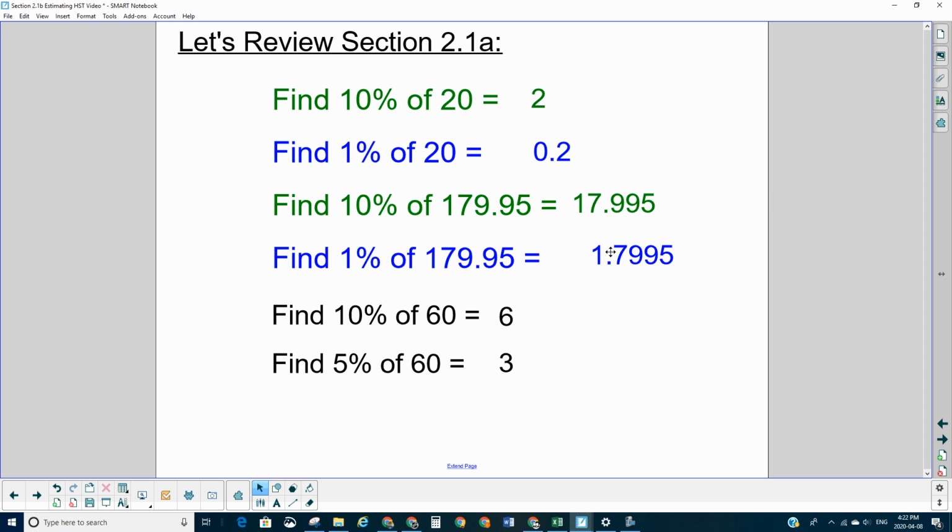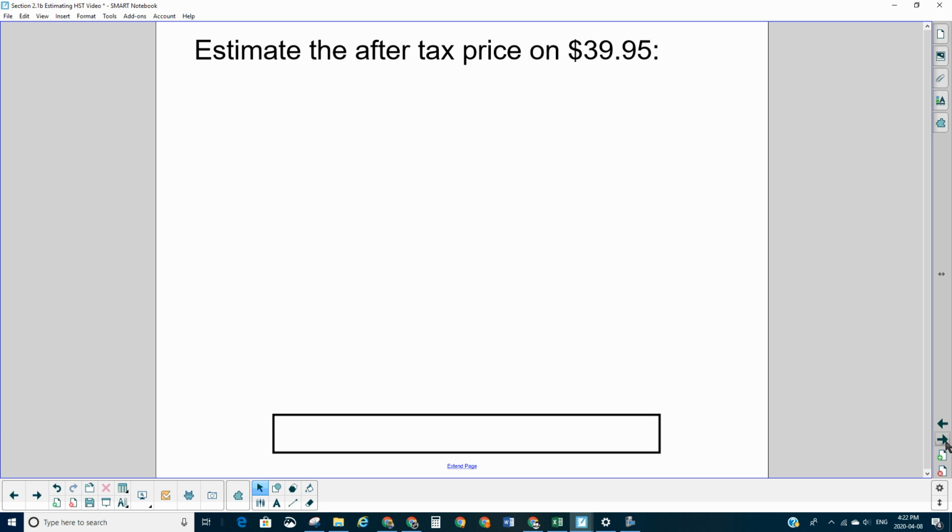This concept is something we're going to need and use for what we're going to do in the next section, where we're going to be estimating tax. So remember, tax is 13%. HST is 13% in Ontario. And so we're going to estimate it by using some of these quick numbers that we've figured out in the last section. So we're going to do this example here. This isn't in your workbook. We're just going to watch and learn from here, and then we'll fill in our workbook in a second.